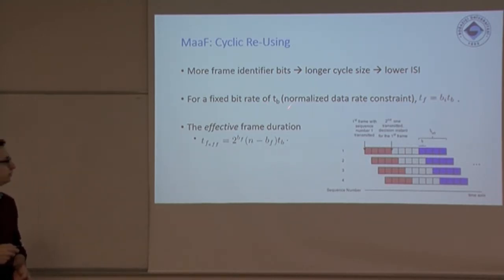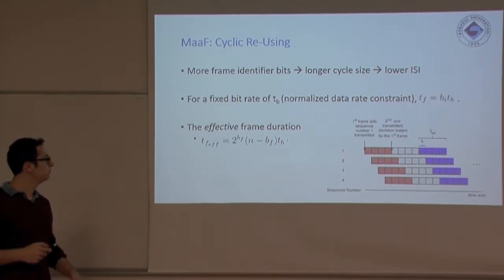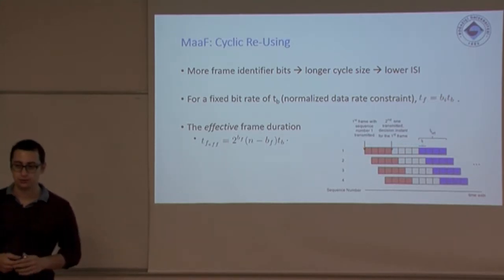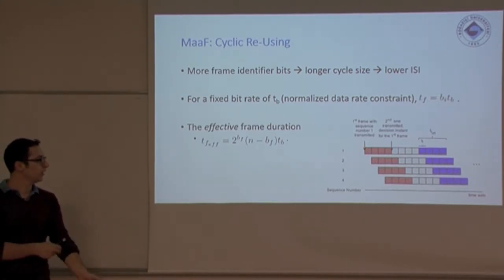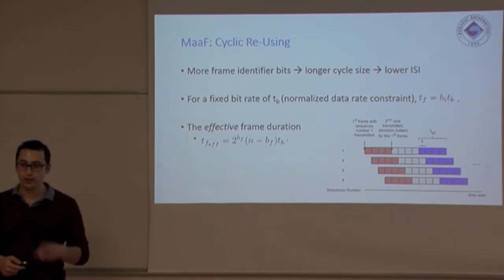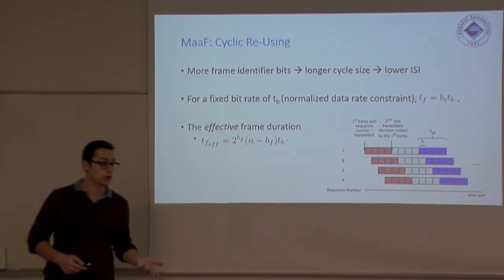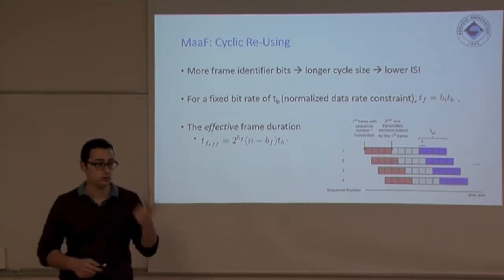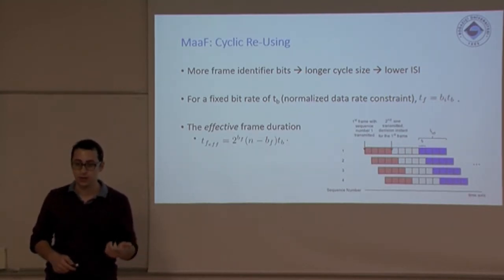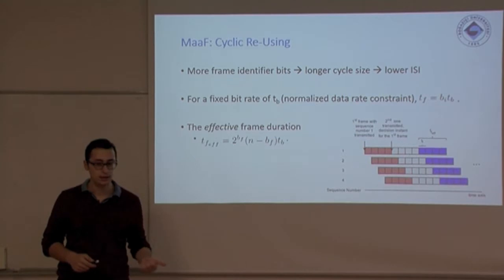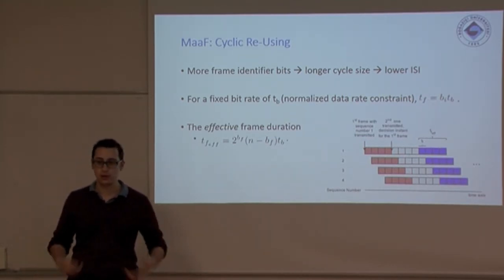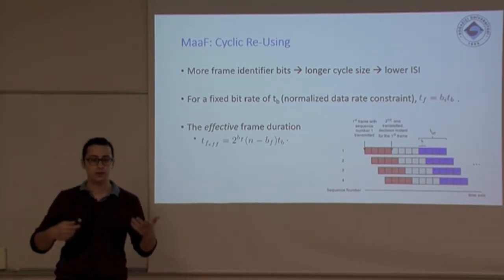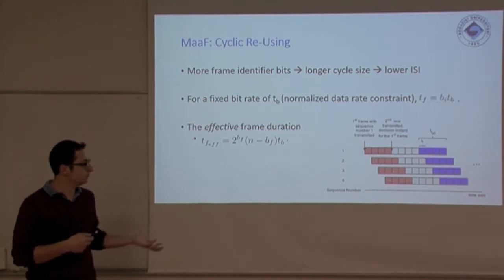So for a fixed bit rate of TB, we have a frame duration of BI times TB. What am I talking about now? So the thing is, we have two constraints in any communication channel pretty much. Our constraint 1 is the rate of the communication, and our constraint 2 is the energy budget of the communication. For fair comparison, we have to normalize our bit rate, and we have to normalize our transmission power to actually make a fair comparison.